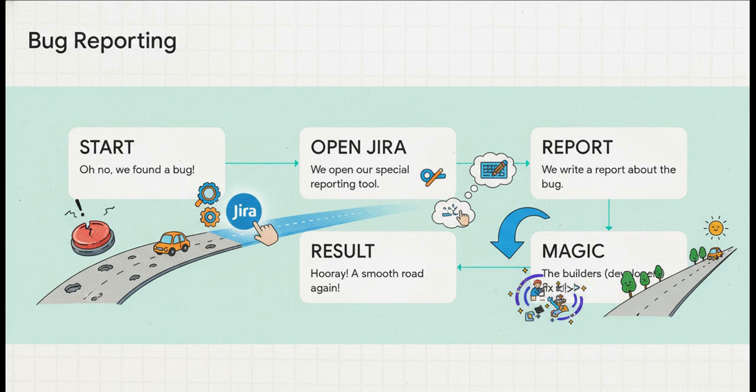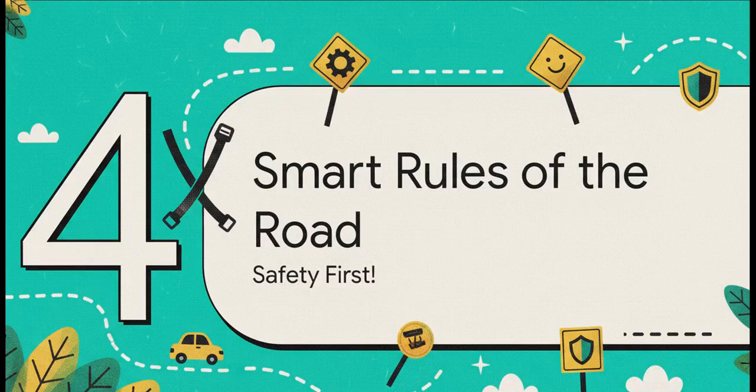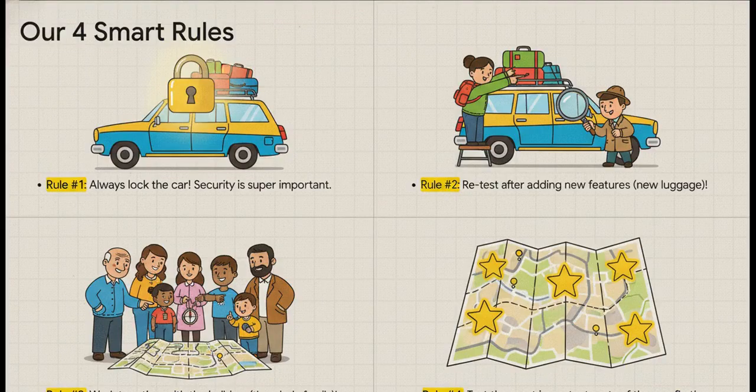And the result? Hooray! The road is smooth again, and the app works perfectly. Okay, just like driving a car, there are some important rules of the road we need to follow on our app building trip. These are smart rules that help make sure our app is safe, fun, and works great for everyone. Here are 4 of the smartest rules.